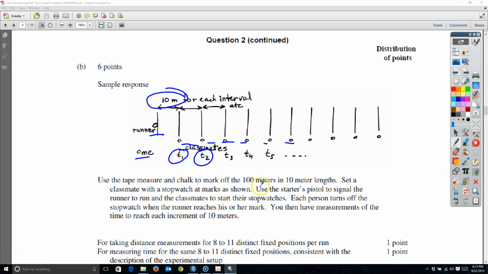And then it goes through and talks about what's happening. It says use the tape measure and chalk to mark off the 100 meters in 10-meter lengths. Set a classmate with a stopwatch at marks shown. Use a starter's pistol to signal the runner to run, and the classmates to start the stopwatches. Each person turns off the stopwatch when the runner reaches his or her mark. You then have measurements for each one of those. So that is actually for letter B. That shows you what a good response for letter B would be.